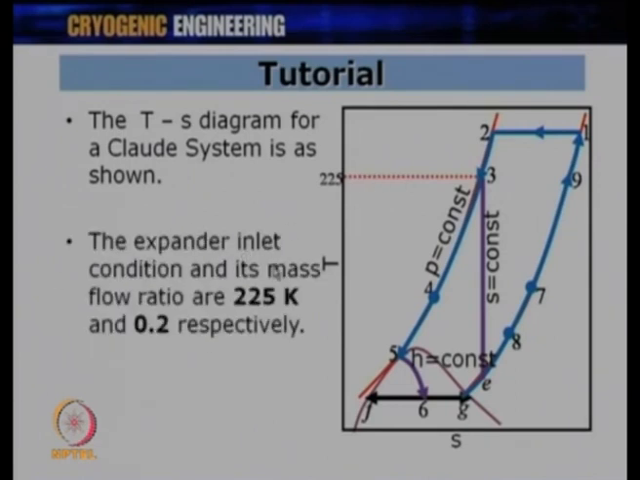So, the expander inlet condition is 225 Kelvin, and how much gas is going in, in this particular problem, we are saying x is equal to 0.2. So, 0.2 times m dot is the gas which is sent through this expansion engine. So, the fraction going through the expansion engine is only 0.2. That means what is coming out at this point is a 0.8 fraction of the total mass flow rate over here.